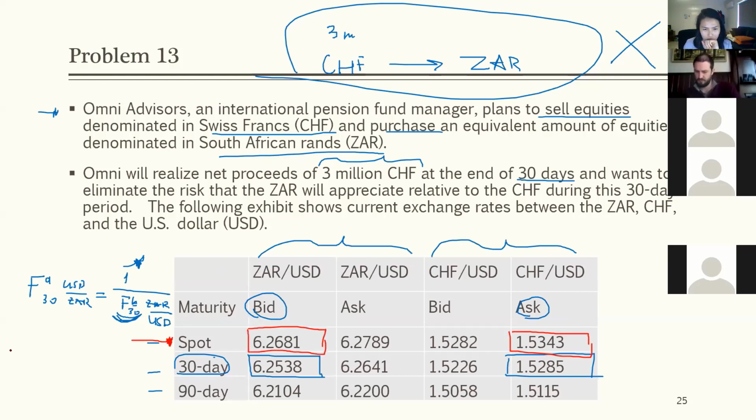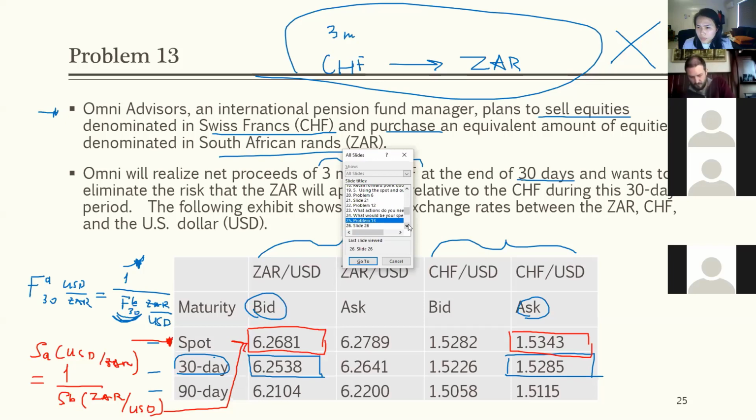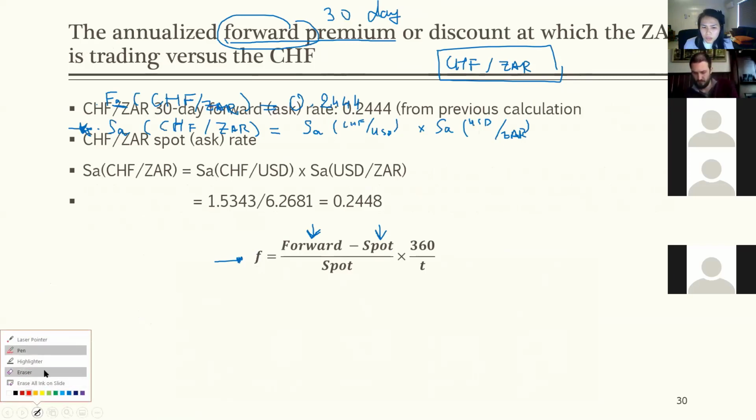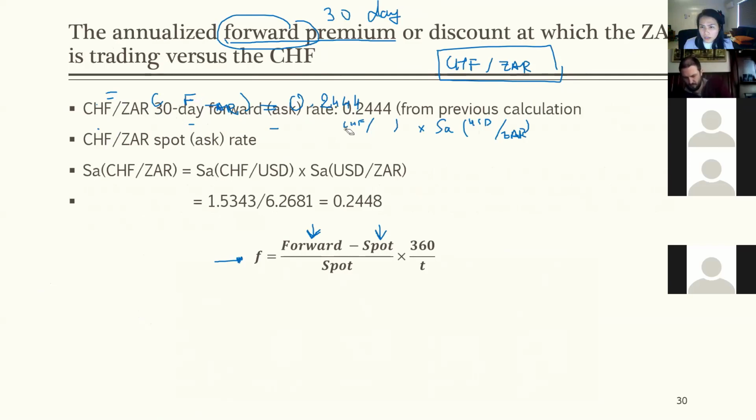Okay. So just to be clear, SA USD over ZAR is equal to 1 divided by SB ZAR over USD, which is here. So going back, if I apply these numbers, I will find that the spot exchange rate is 0.2448.